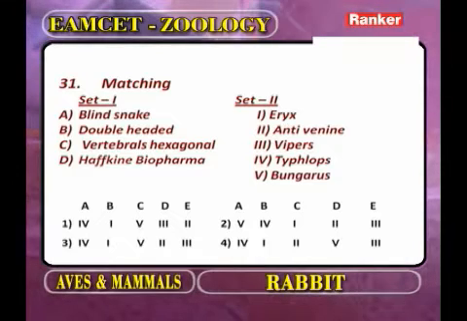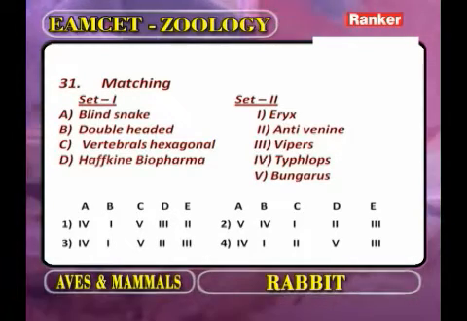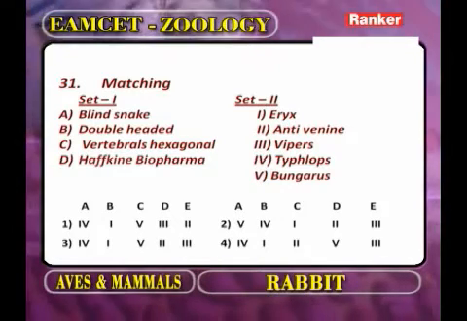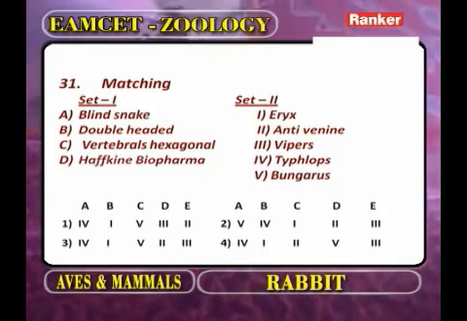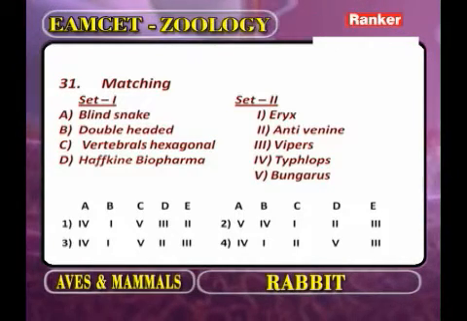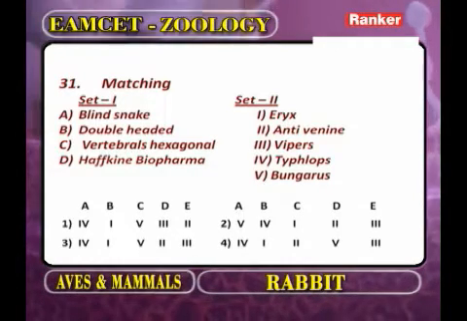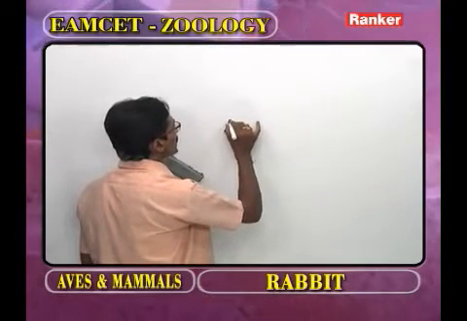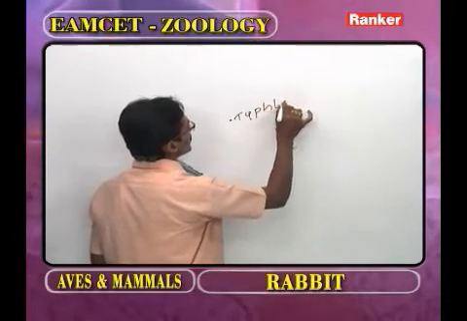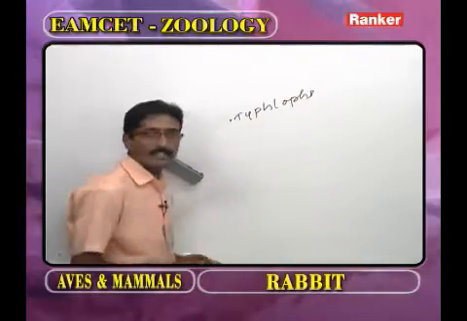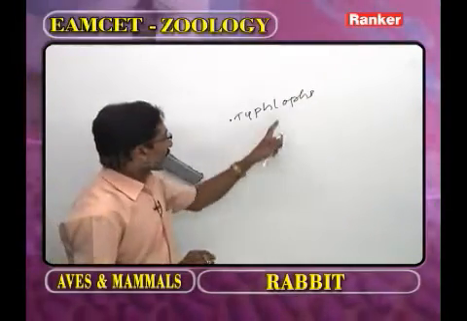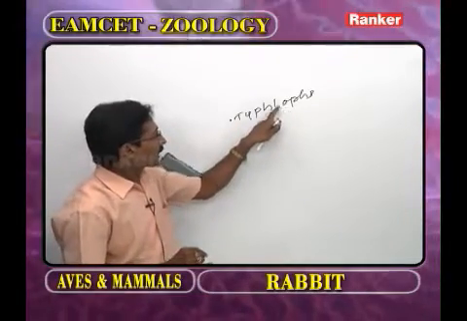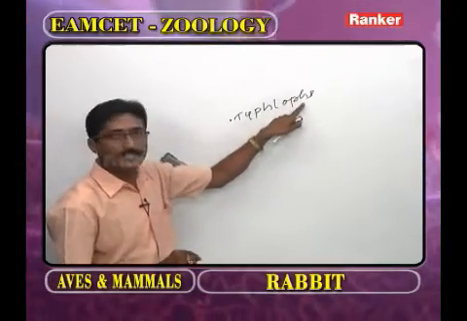Again, what is the matching? Set 1, blind snake. Second one, double-headed snake. Third one, vertebrals hexagonal. Fourth one, Haffkine Biopharmaceuticals. Now, the first one is blind snake. As we observe the non-poisonous snakes, Typhlops, that is a blind snake, appears to be earthworm and it lives in burrows. It is a non-poisonous snake.